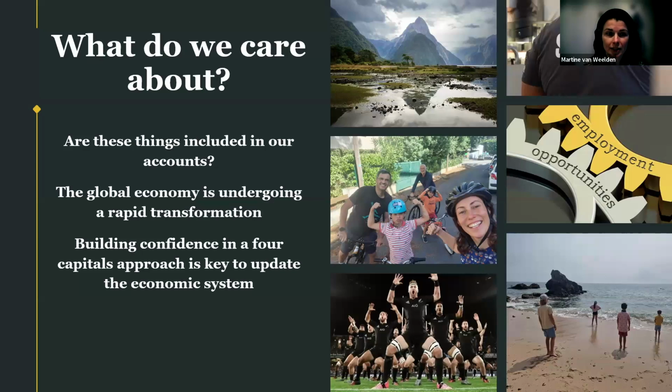Obviously, the global economy is undergoing a rapid transformation, and we need to consider how to actually account for what we value. And that's what this presentation will be about.